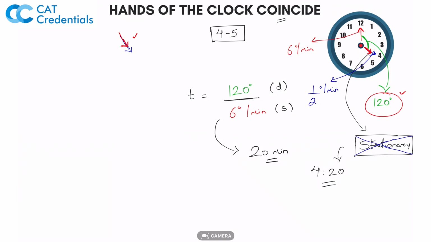So now what is happening? Again I am asking you this time only. This time only I am writing it here. Time is equal to what? Distance. Distance that the minute hand is supposed to cover is 120. This is all good till now. Now I need to find out what is the speed at which this minute hand is traveling. It is not traveling at the speed of 6 degrees per minute. That is the speed of the minute hand.